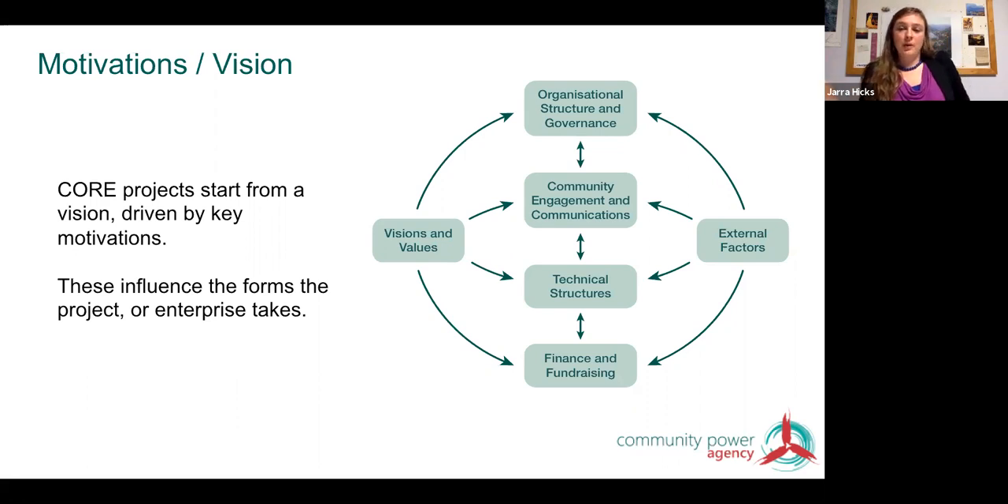But of course, you're also operating in a context, and there's external factors that are going to influence and limit and enable the different choices that you make. And this certainly applies for your economic arrangement.